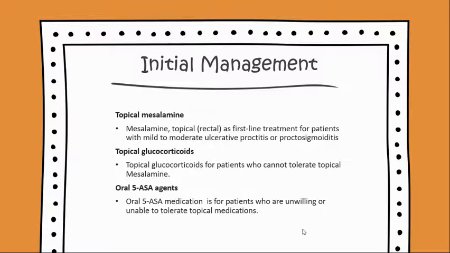Initial management. Topical mesalamine. Mesalamine topical is the first line of treatment for patients with mild to moderate ulcerative proctitis or proctosigmoiditis. Topical glucocorticoids are for patients who cannot tolerate topical mesalamine. Oral 5-ASA medication is for patients who are unwilling or unable to tolerate topical medications.